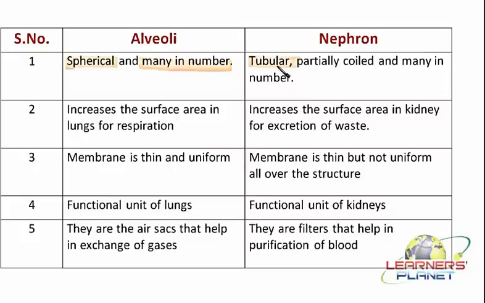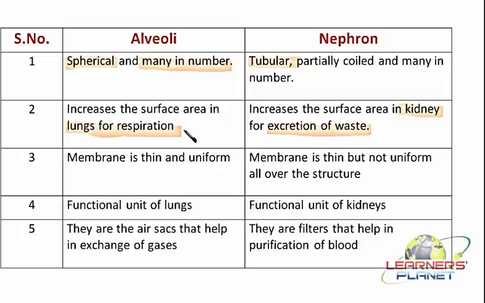So alveoli and nephron both increase the surface area in their respective organs. Where are these organs present? When you are answering the question, you can add this particular point. How? The alveoli increase the surface area in the lungs. For what purpose? For the process of respiration. Respiration means the exchange of gases. Beside that, the nephron increases the surface area in the kidney. And there, for what purpose? It is for the excretion of waste.